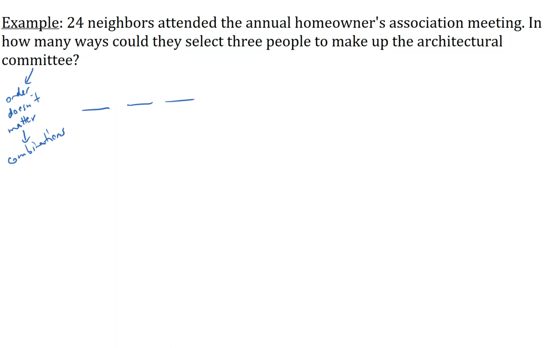Alright, so here's how we think about this. We have 3 people we have to choose. For the first person, we have 24 options. Any of the 24 people could be somebody in the group. The next person we choose can't be the first person, so there are 23 options for who could be second. And last, there are 22 options because we can't choose any of the first 2 people. So it would appear that the answer is 24 times 23 times 22.